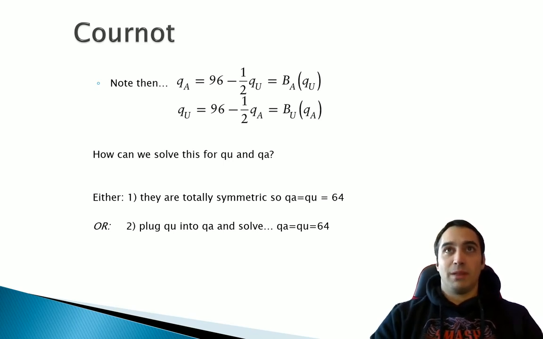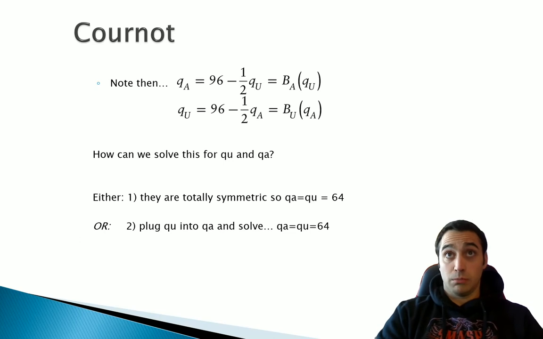First would be that this is completely symmetric. That is, firm 1's best response is the same as firm 2's, just they swap the letters. If you notice that, you could just also note that QA has to equal QU. So just say 96 minus QU over 2 also has to equal QU. If you do that, you'll note that QA equals QU equals 64. This works as long as it is symmetric. Might not always be the case.